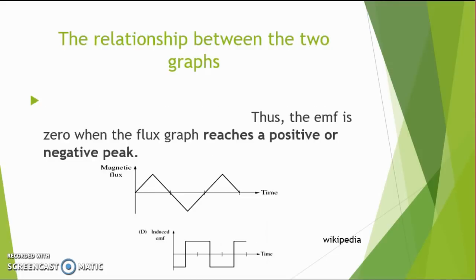Alright, let's go to the second part, which is: thus, the EMF is 0 when the flux graph reaches a positive or negative peak. This means that when there is no change in the magnetic flux, no EMF will be produced, as seen in the graph below. When the magnetic flux reaches a maximum or minimum point, the line in the induced graph won't be a straight horizontal line, it will become a straight vertical line, at which point there is no EMF produced. It starts producing more electromotive force the moment the magnetic flux changes again.